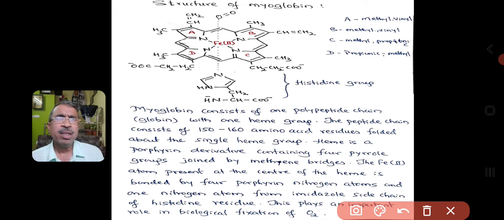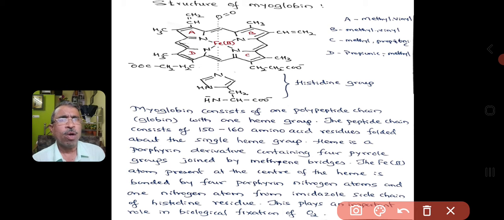And here it is a square planar complex. The 2 more sites are there. In the upper part of the site, oxygen is bound to the ferrous ion, and the lower part is bound to the imidazole ring, which is further linked to the histidine moiety. This is what I have written here.